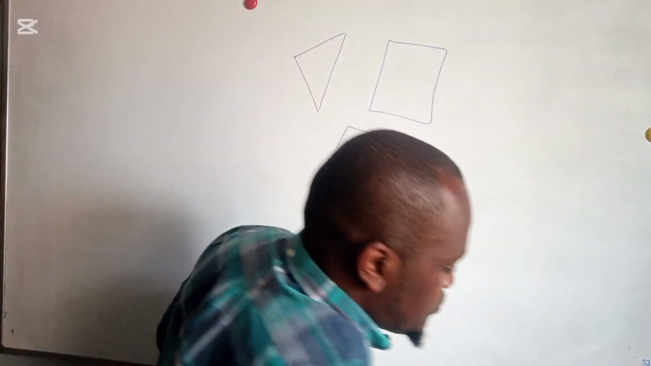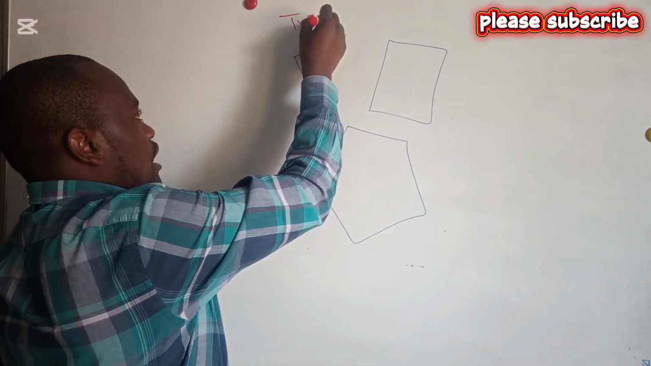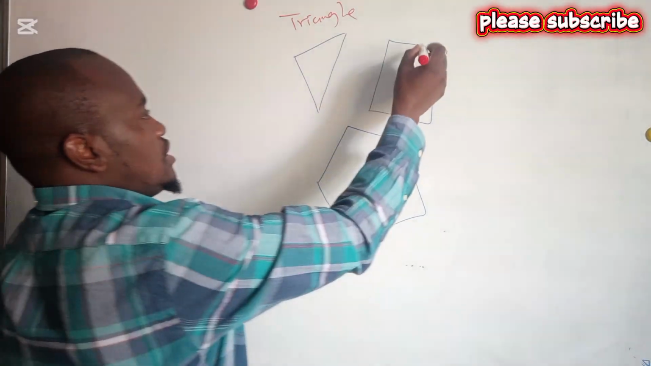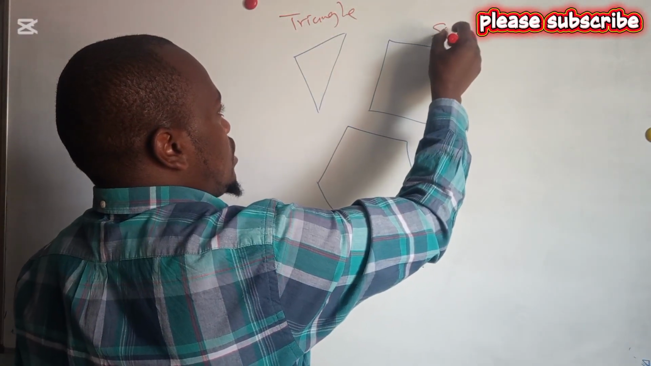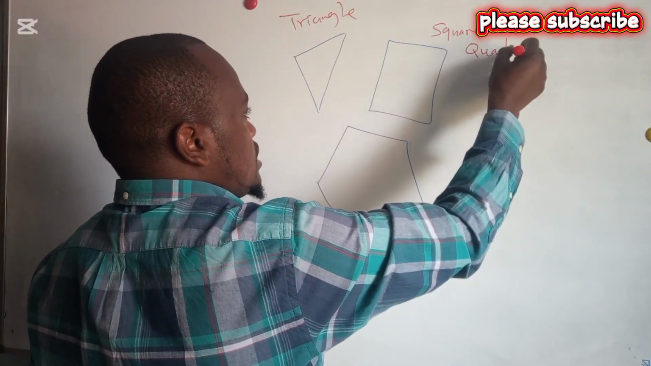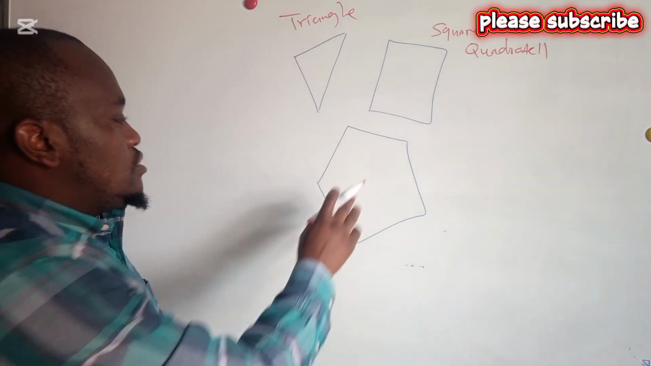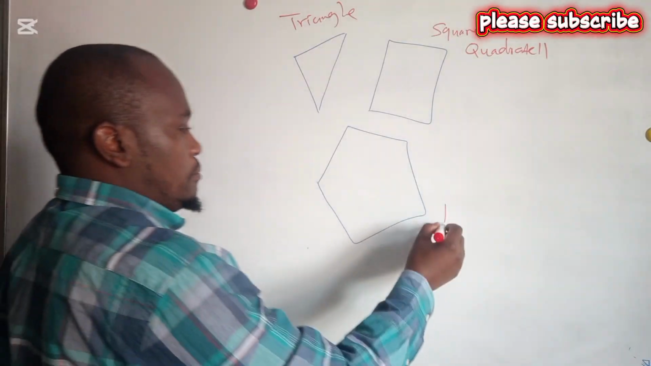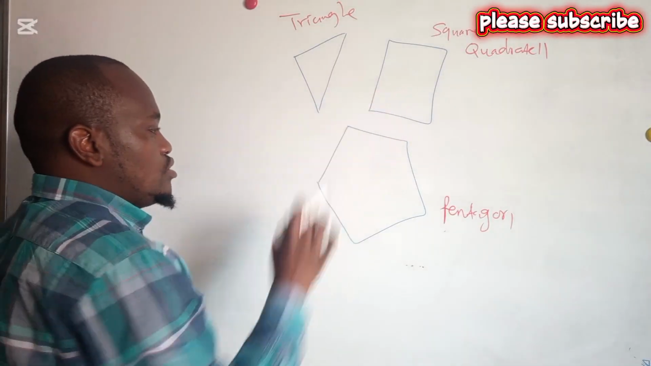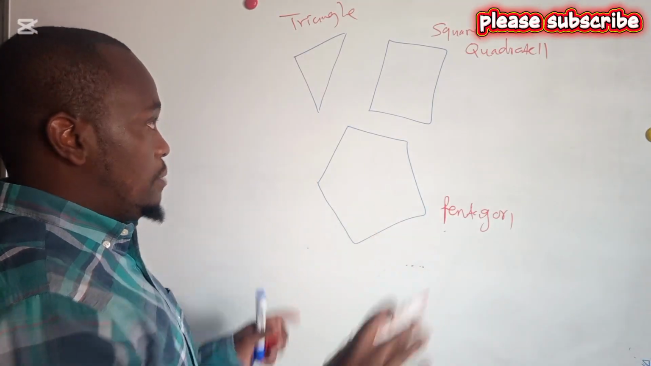So, this one, let us start with the simple ones. This is a triangle. A triangle has 3 sides. Now, this one can be a square, a rectangle, or a quadrilateral that has 4 sides. This one is called a pentagon. Now, I want us to use these to be able to answer any question given any number of sides of a polygon.